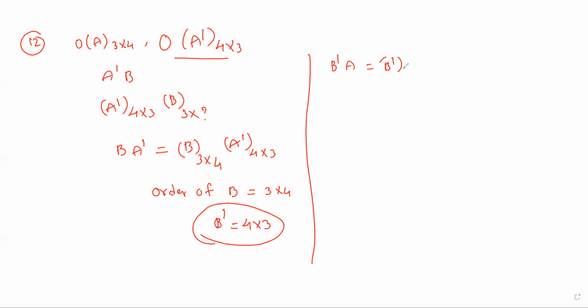B dash order is what? 4 by 3. A order is what already? 3 by 4. So these two are equal now, that's why multiplication is possible. The resulting matrix order is remaining rows and remaining columns, that is 4 by 4. So the order of B dash A is 4 by 4. That's why option B is the correct one.